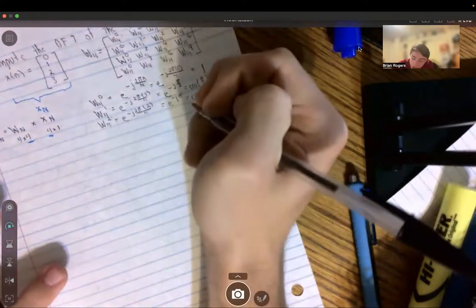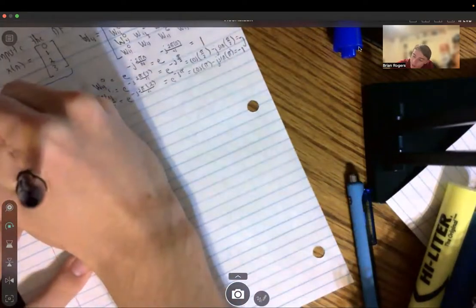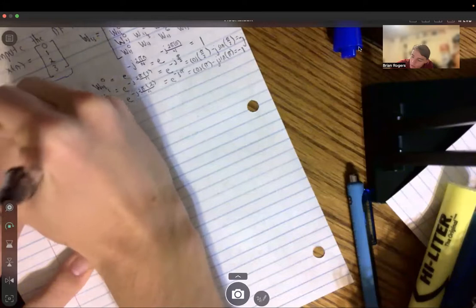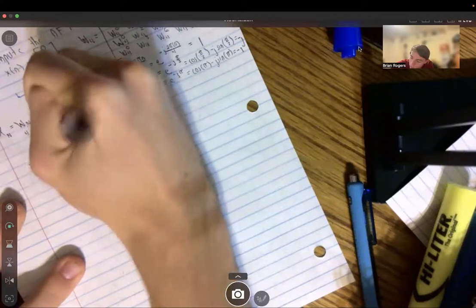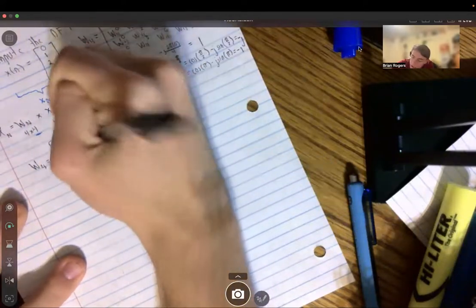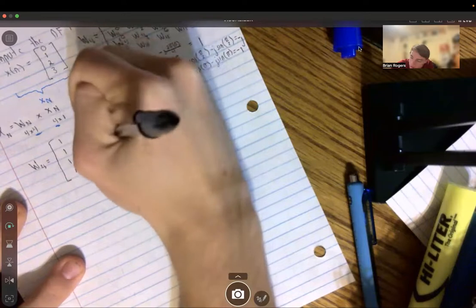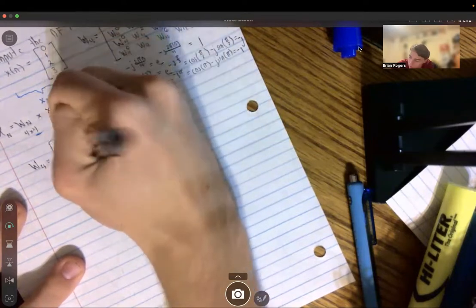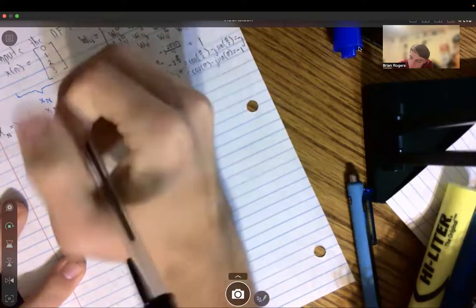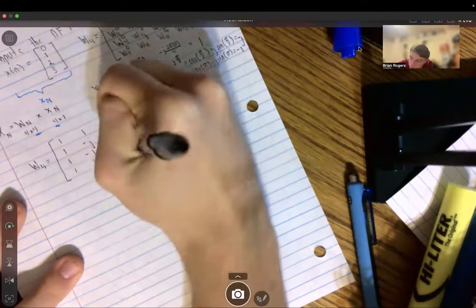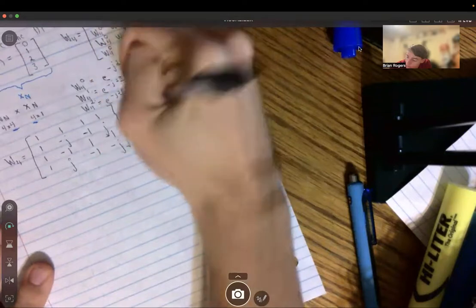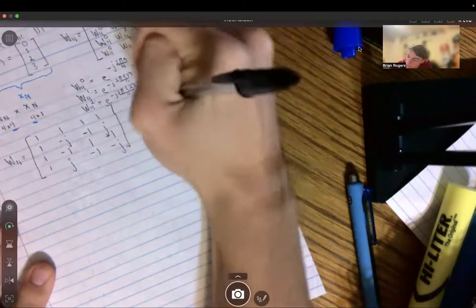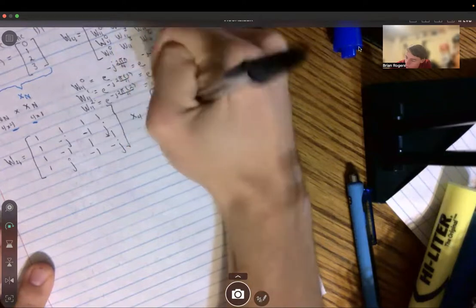So your W4 matrix, what you're going to get at the very end, once you solve for this, is 1, 1, 1, 1, 1, 1, 1, 1. Then you're going to have negative j, negative 1, j, then 1, negative 1, 1, negative 1, then 1, j, negative 1, negative j. Then you're going to have your lowercase x of 4, which was already given to you. It's 0, 1, 2, 3.